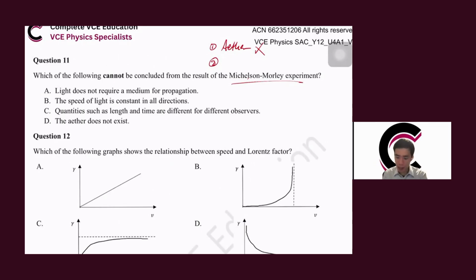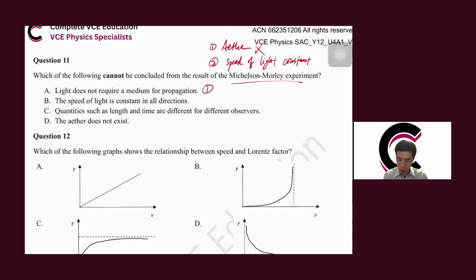Another thing is that the speed of light is measured as the same, it's constant. Doesn't matter which orientation you put the setup in, you're going to measure the same value. So the first one does not require a medium. That aligns with the first conclusion. There's no aether. We don't require a medium for propagation.